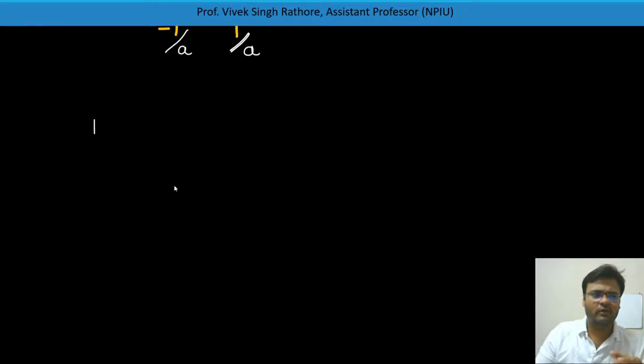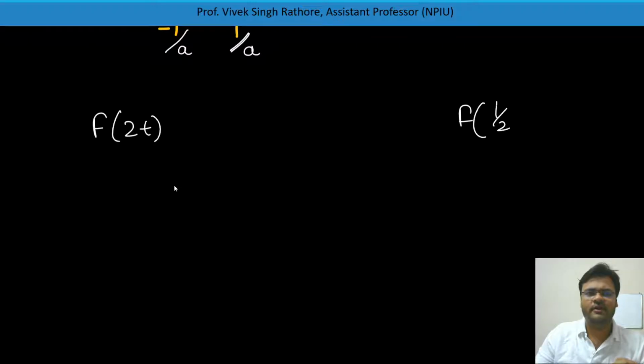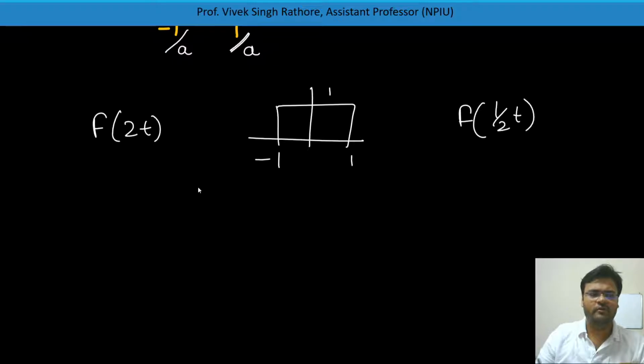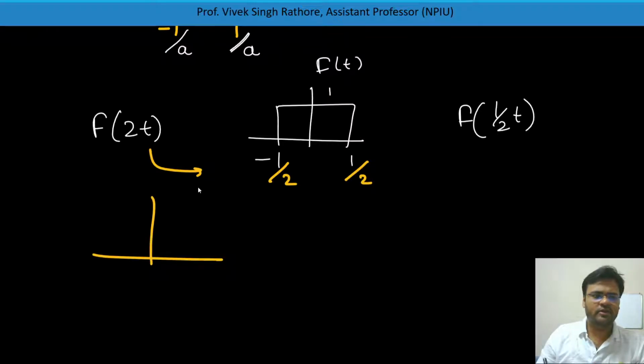I need to calculate two values. Let f(2t) I need to calculate, and here f(half t) I need to calculate of this signal only, which we have drawn here, -1 to 1. Okay, here I'll redraw it, -1 to 1 and magnitude is 1. This was our f(t). Now we need to calculate. So see, f(2t). For f(2t), I told you whatever a may be there, you need to divide it. So we'll do it divide. So the value comes here minus half to half, and magnitude will remain same.